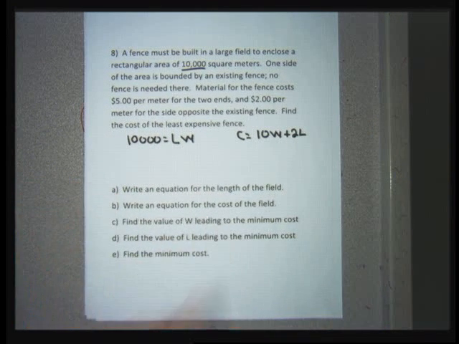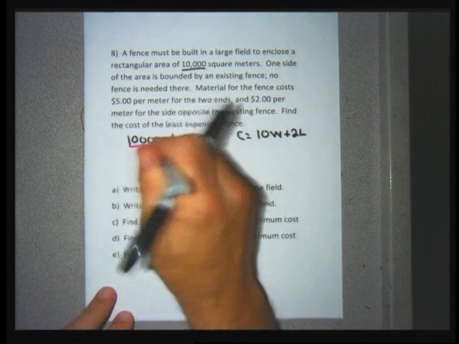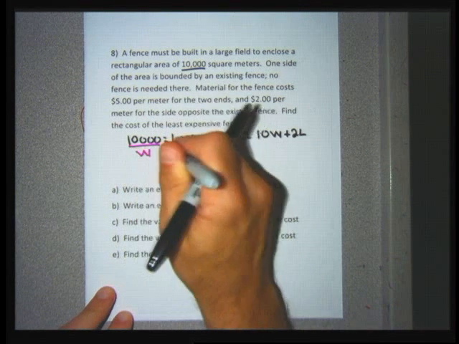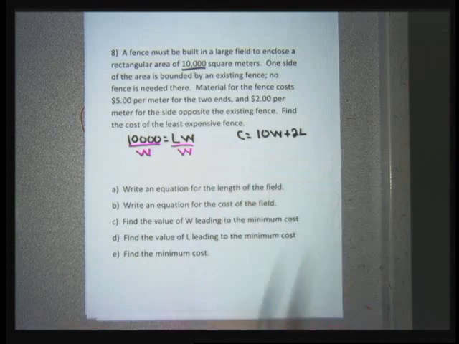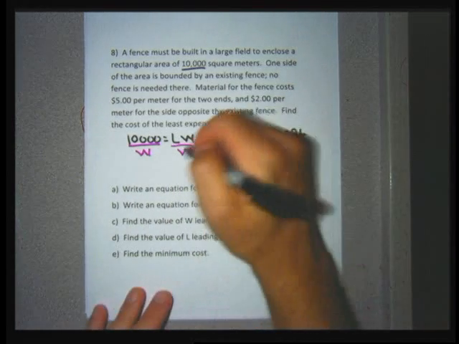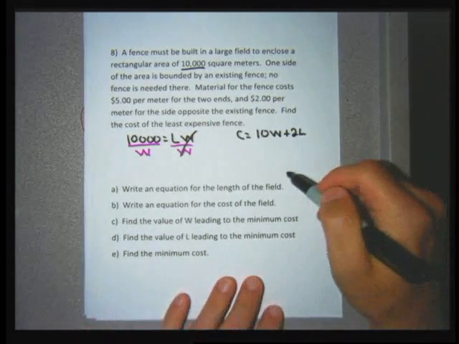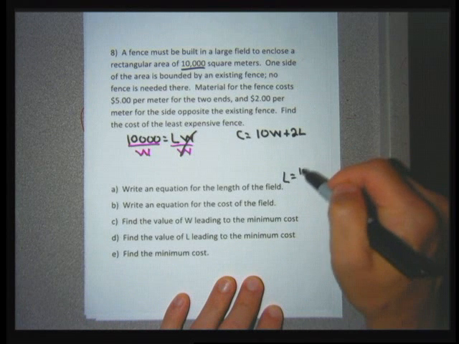First thing, write an equation for the length of the field. To write an equation for the length of the field, I need to take this equation and divide it by W. If you divide it by W, you get 10,000 over W equals L, which I'll write L equals 10,000 over W.